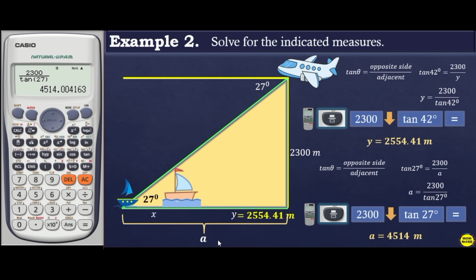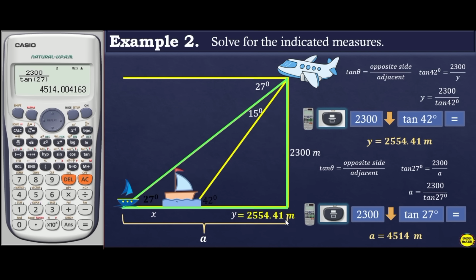Ngayon, yun yung A. Paano natin kukunin yung x? Isusubtract natin yung measure ng y mo sa A. So, paano natin gagawin?